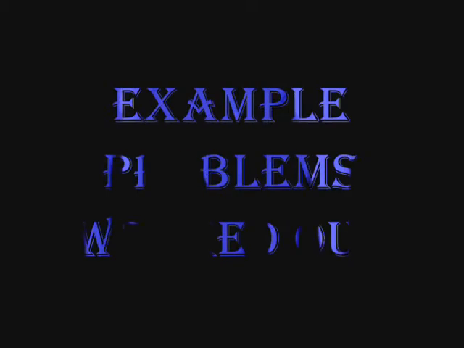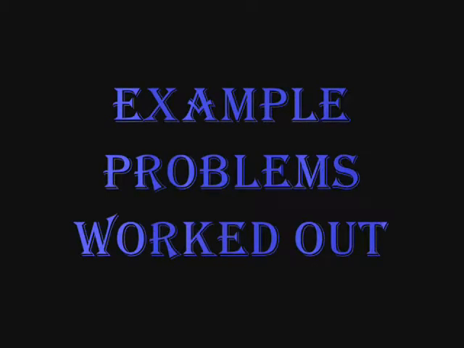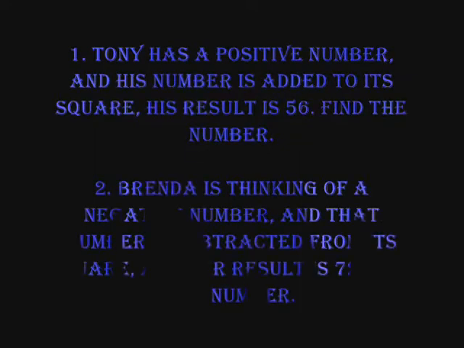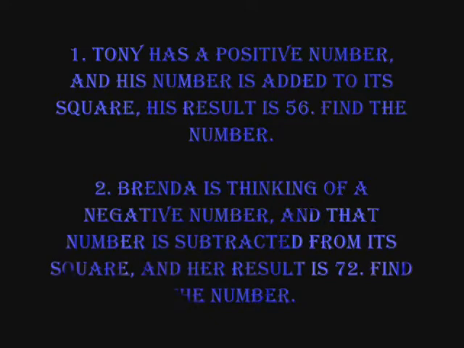And here are two examples I'm going to follow up in this video that have examples of word problems worked out. The first one is Tony has a positive number and his number is added to its square. His result is 56. Find the number. Second one is Brenda is thinking of a negative number, and that number is subtracted from its square, and her result is 72. So we're going to find the number.